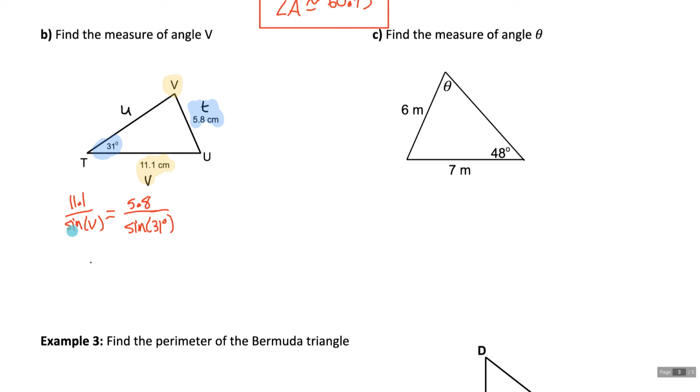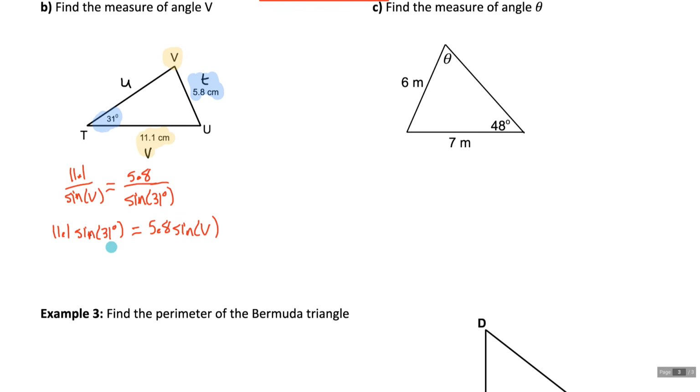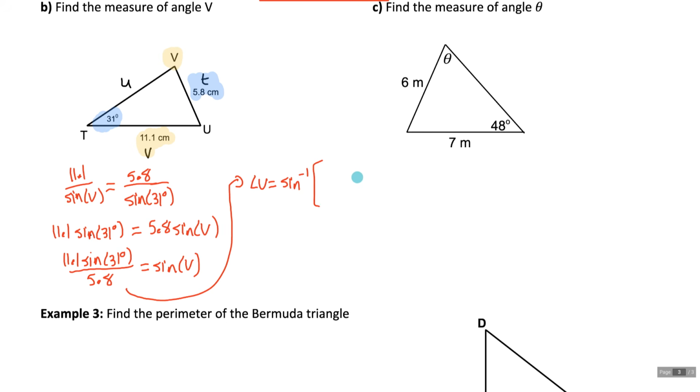Let me cross multiply to get rid of the fractions. Numerator of left times the denominator of the right equals the numerator of the right side times the denominator of the left. And then I'll isolate sine V by dividing by 5.8. And then I'm running out of room here, so let me bring it back to the top. If I know the ratio and want the angle, angle V would be equal to the inverse sine of the ratio 11.1 sine 31 divided by 5.8.